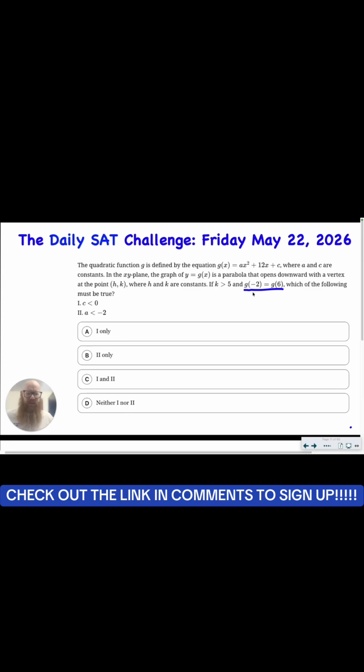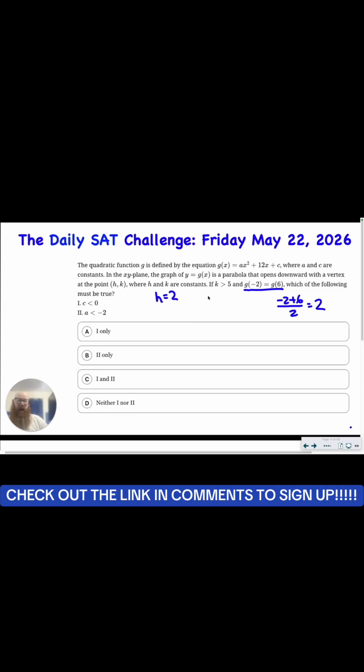What this tells me is that in the middle of those two values, because I have a parabola that opens upside down, it doesn't really matter that it opens upside down, but a parabola is symmetrical. So if g of negative 2 equals g of 6, then the x coordinate of the vertex, so the value of h, must be halfway between those. So I'll just do the average. Negative 2 plus 6 over 2 is 2. So that means h equals 2. Okay, so that's where I'm going to start.